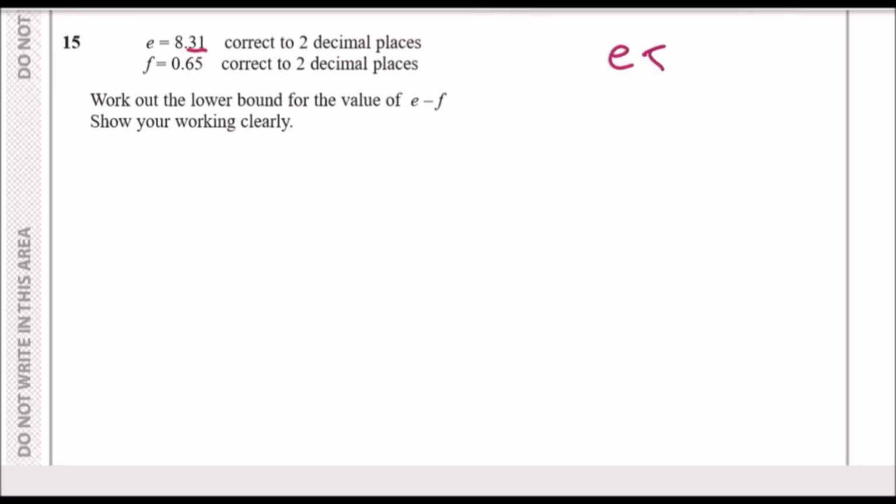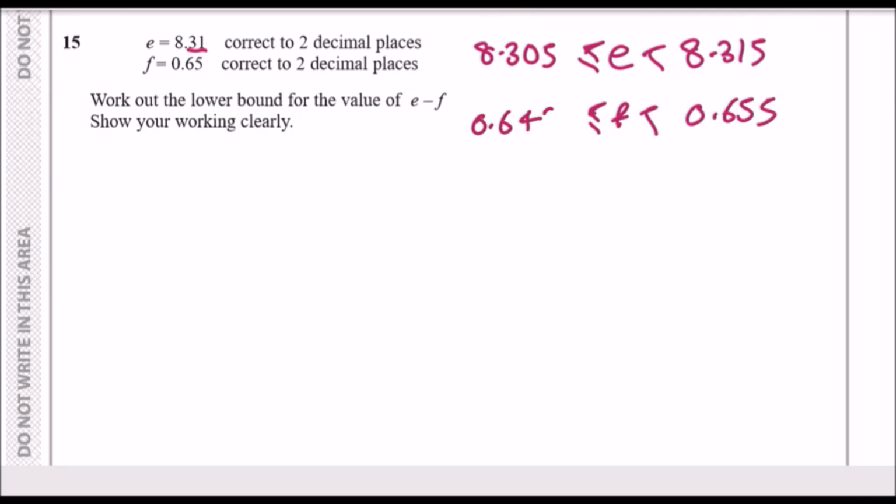So we say that E, and we should always write like this, typically, if it was 8.31, to get down to 2 decimal places, it could have been 8.315. So it's always plus minus on the third decimal place, you add or minus 5. So it'll be 8.315 there, or it'll be 8.305. And same thing for F. If it was 0.65, then it's probably 0.655 or 0.645. So just plus or minus the 5 on the third decimal place.